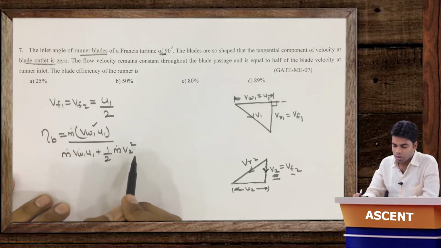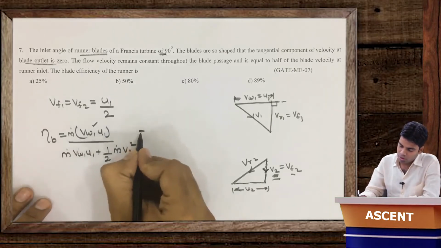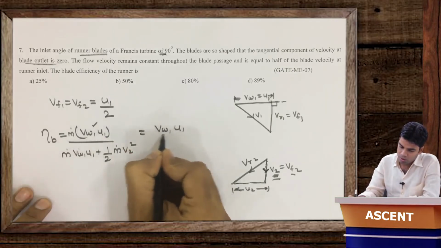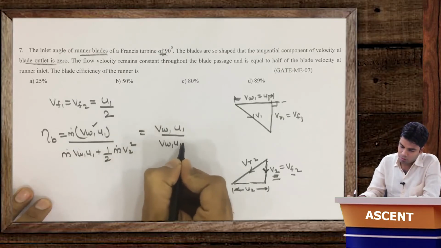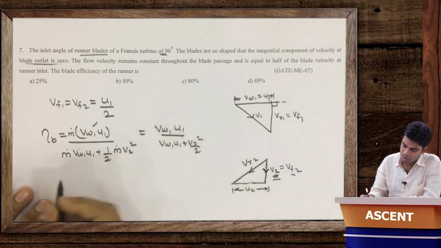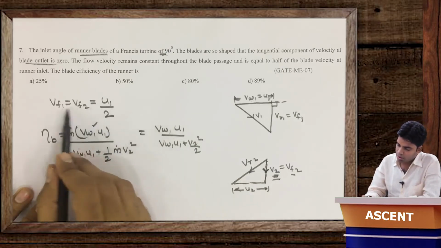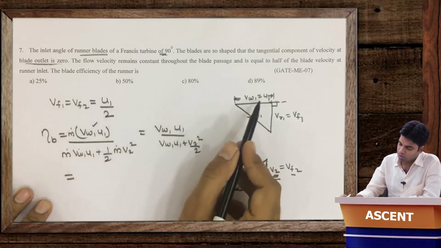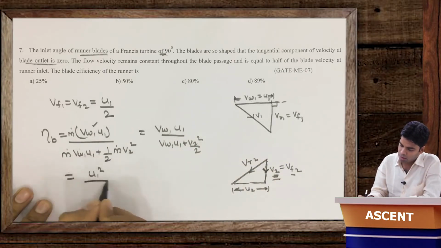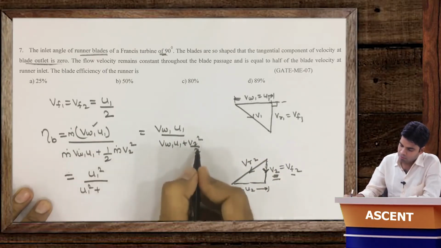Clear or not? Okay, now this can be written as what? So this will be VW1 U1 divided by (VW1 U1 plus V2 square by 2). Getting this? Okay, now further this can be written as what? Now this VW1 is equal to U1, so this will be U1 square upon (U1 square plus V2 square by 2).